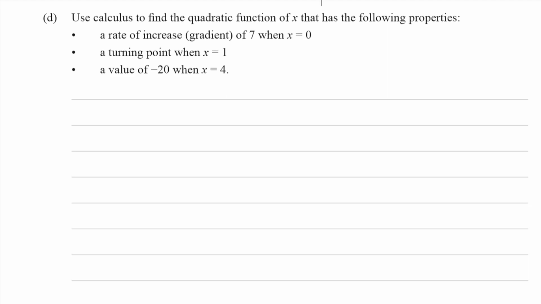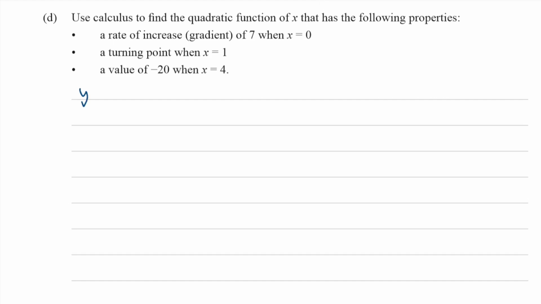Well, we have a quadratic function, wonderful, with a few different properties. So a rate of increase of 7 when x equals 0, a turning point when x equals 1, and a value of negative 20 when x equals 4. And we're asked to find this quadratic function.